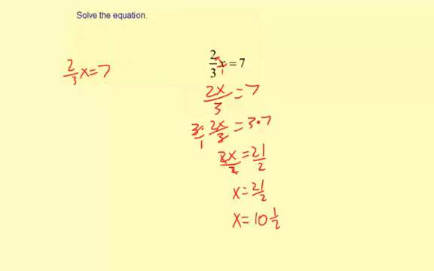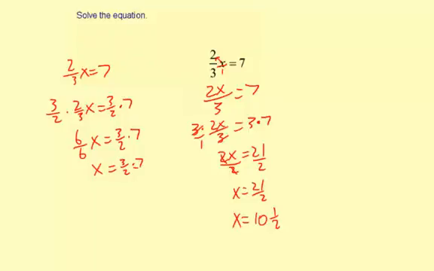And what you can do is you can multiply by the reciprocal, or you flip this 2/3. So you multiply both sides by 3/2. So it's 3/2 times 2/3 x equals 3/2 times 7. So this 3 times 2 is 6, 2 times 3 is 6, so you have 6 divided by 6 x equals 3/2 times 7. And this 6 divided by 6 is 1. So you really get 1x, or just x, equals this 3/2 times 7.